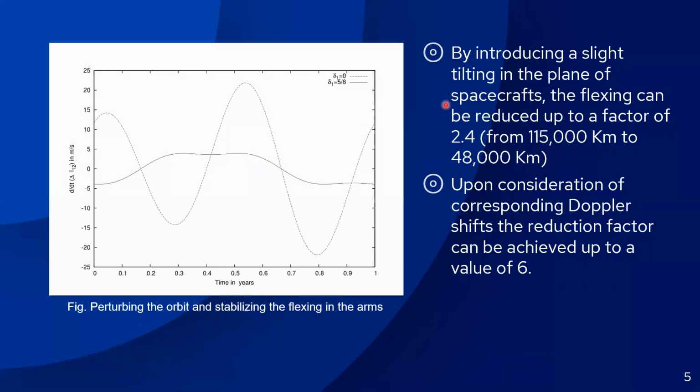So we can see that by introducing a slight tilting in the plane of the spacecraft, we actually reduce the flexing by a factor of 2.4. This means a lot because we have the arm length on the order of 10 to the power 6 kilometers. So if you reduce it from 115,000 kilometers to 48,000 kilometers, that means a lot when you are talking about astronomical distances. If we consider the Doppler shift as well, the reduction factor can be increased up to a value of 6.